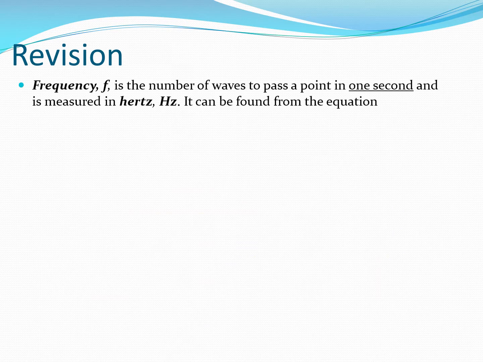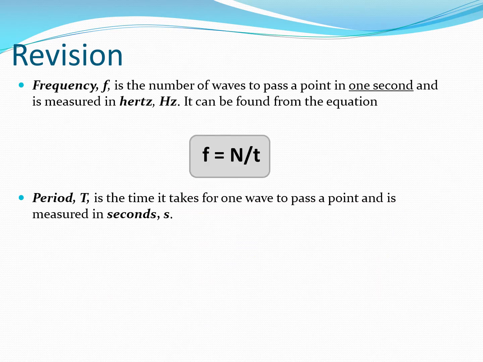A couple of formulas that you need to be remembering as well. First one being F is equal to N divided by T, F being frequency, so frequency is equal to the number of waves passing a point divided by the time it takes for those waves to pass that point. Frequency is measured in hertz and time obviously measured in seconds.